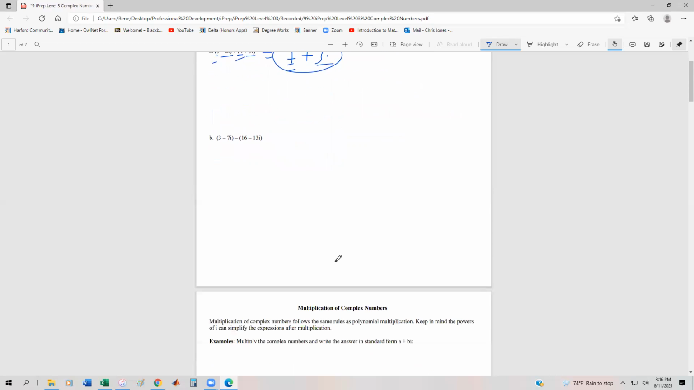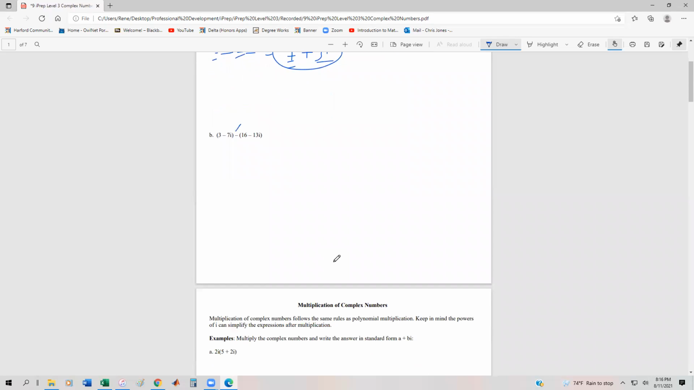When we subtract, we really only have one additional step. We're just going to distribute the negative to both of the terms inside the parentheses, if there is one. So it's going to be 3 minus 7i minus 16 plus 13i. And then from there, we can just combine like terms. So we have 3 minus 16, which is going to be -13. And then we have -7 and positive 13 i's, which is going to be plus 6i. So that's really easy, right? All we have to do is just go back to our algebra 1 and combine like terms.